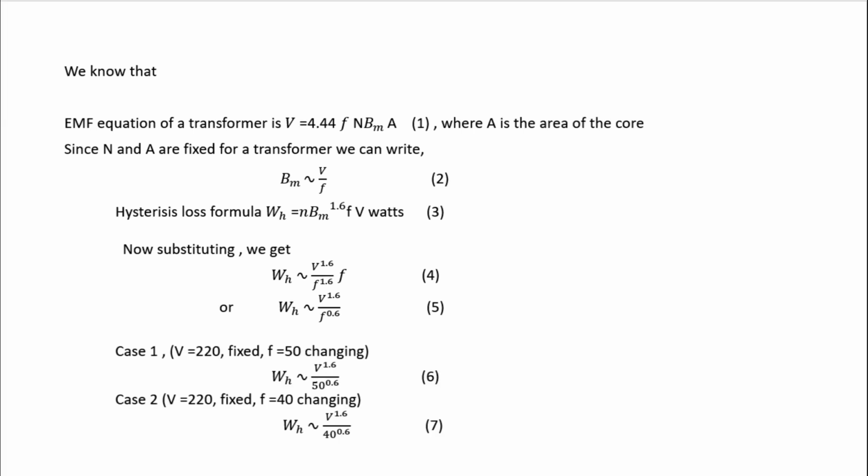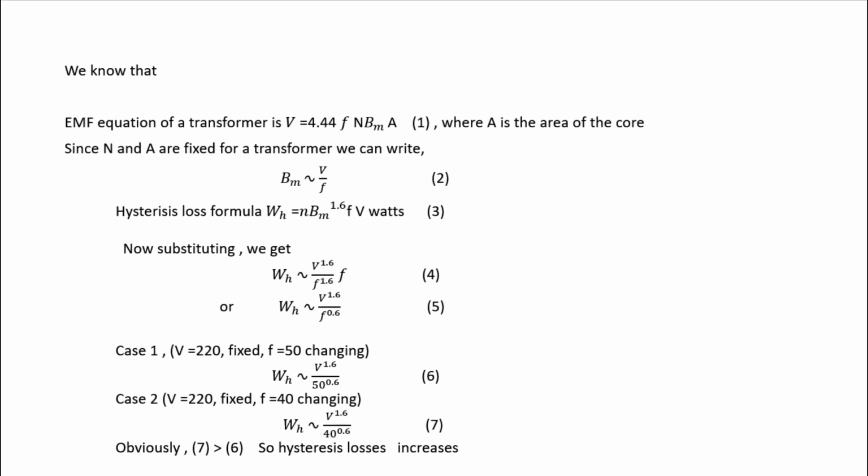If we substitute the value of frequency, we have changed the frequency from 50 to 40. So in the first case it is V raised to 1.6 by 50 raised to 0.6. For the second case, Wh is proportional to V raised to 1.6 by 40 raised to 0.6. So when the denominator term is lesser, the value is greater. So the second equation is greater than the first. So we can say hysteresis losses increase when the frequency is decreased. The hysteresis losses will increase.